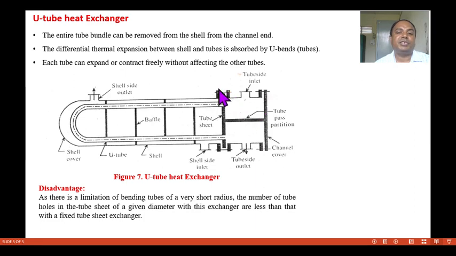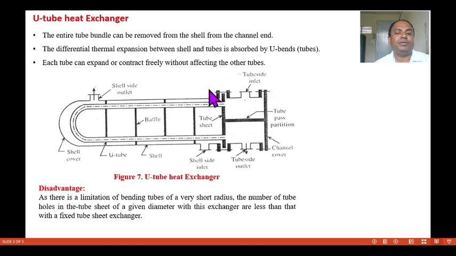Moreover, as this tube sheet is not fixed to the shell, as we have seen in the fixed tube heat exchanger, this U-tube heat exchanger would not show any differential thermal expansion between the shell and the tubes, since it is not welded. Instead, this is having a flange support.